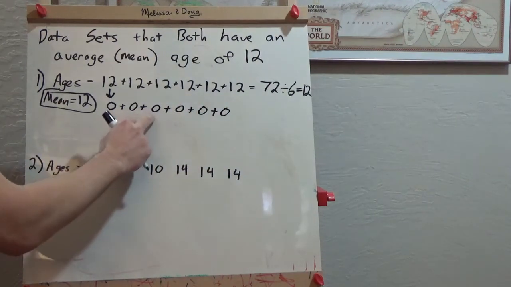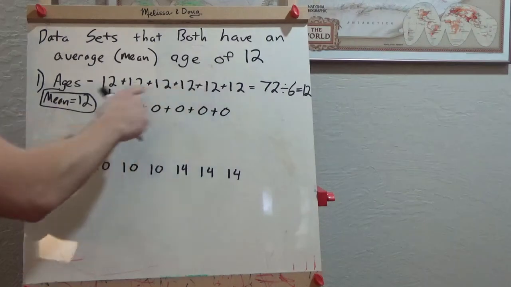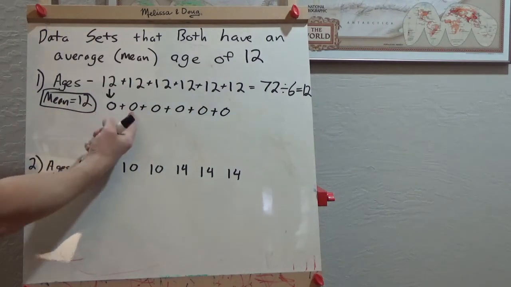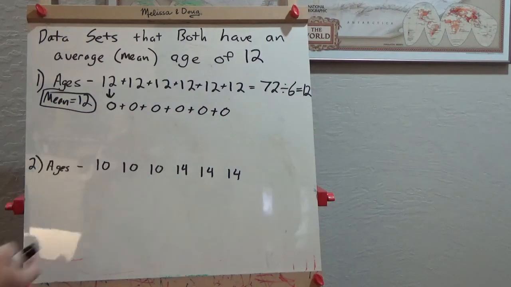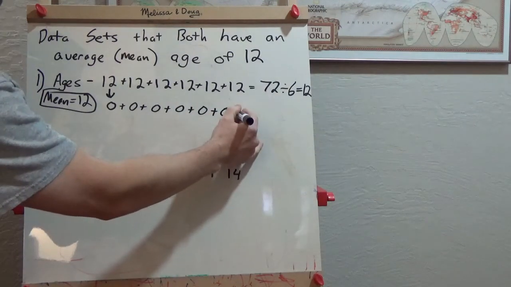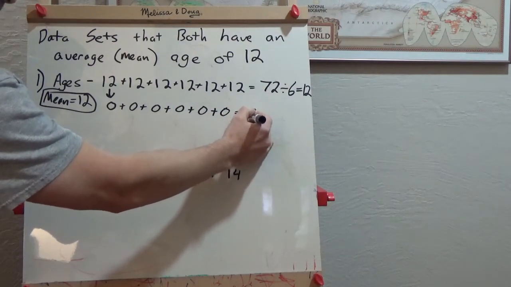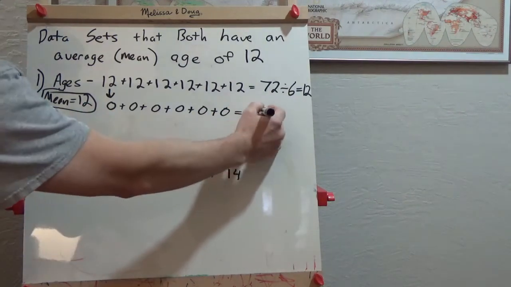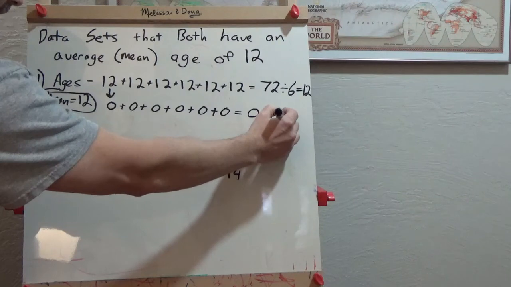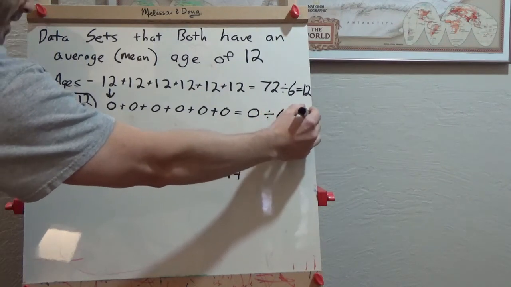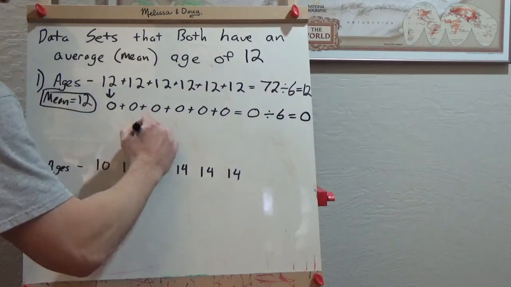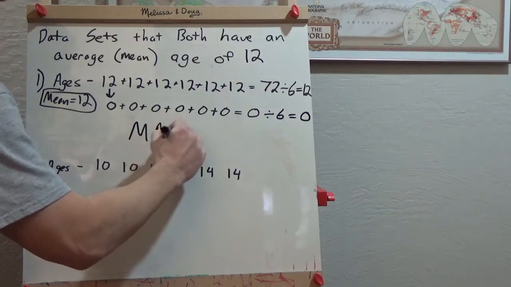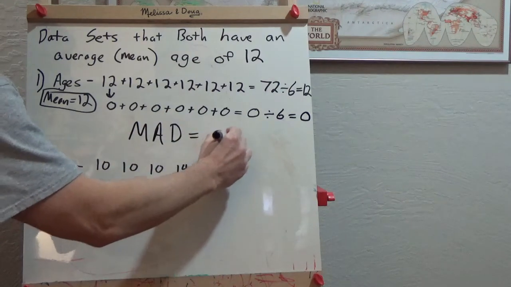So we have 1, 2, 3, 4, 5, 6, just like we had 6 up here. Each one of them is 0 years away from the average. So when I add all those together, I get 0. And then I divide that by how many pieces of data is in the data set, and it's 6, and that is 0. So our mean absolute deviation is going to be 0.